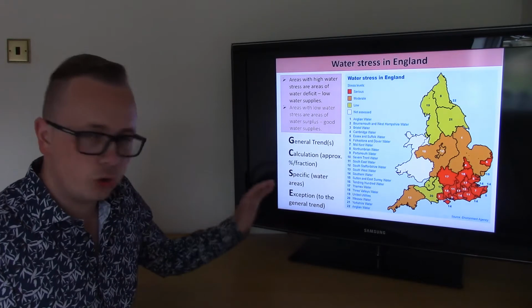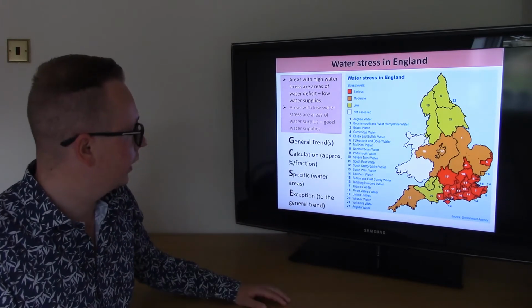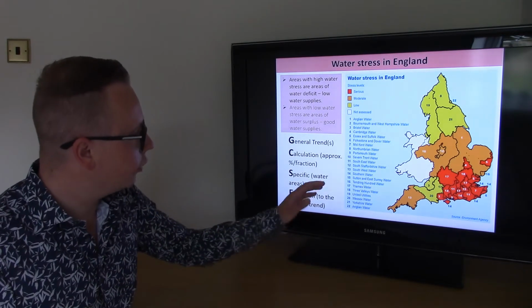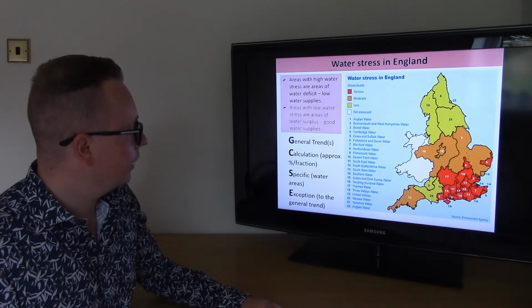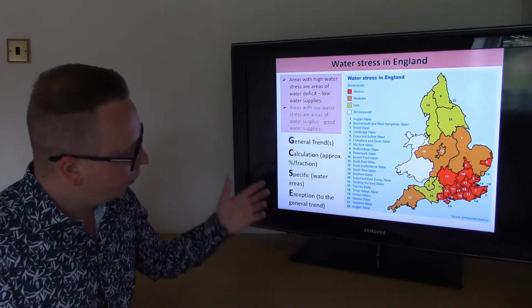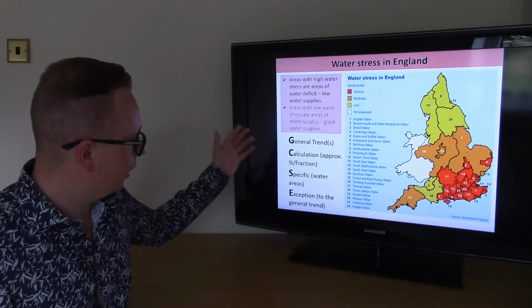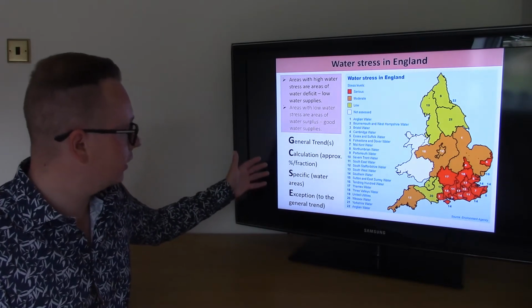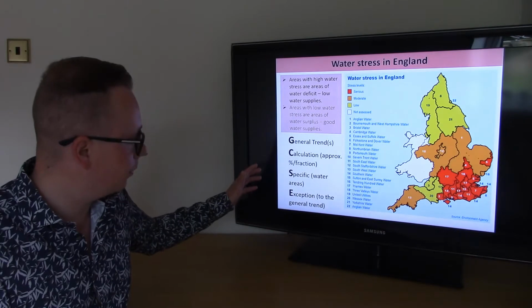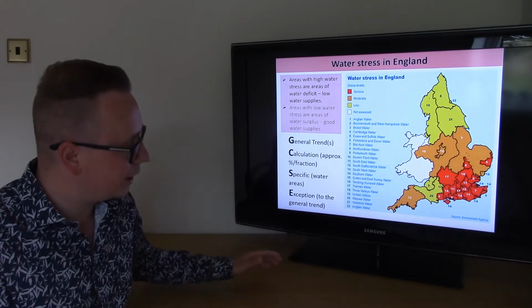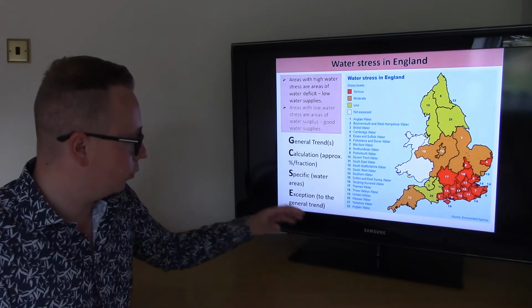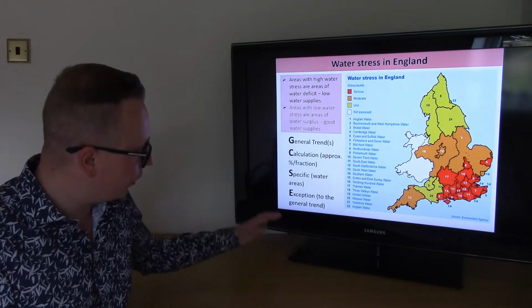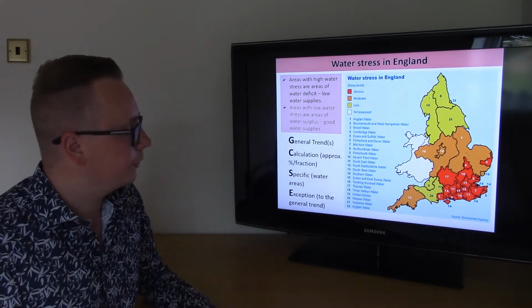This map is just showing England, not of course the whole UK. And it's divided up into these water zones that are controlled by different water boards. If we're presented with data like this, of course we should be thinking about describing the overall trends in the data. Can we do any sort of calculations and approximate percentages and fractions of areas, reference to specific areas, in this case the water area that is highlighted, and also are there any exceptions to those general trends.